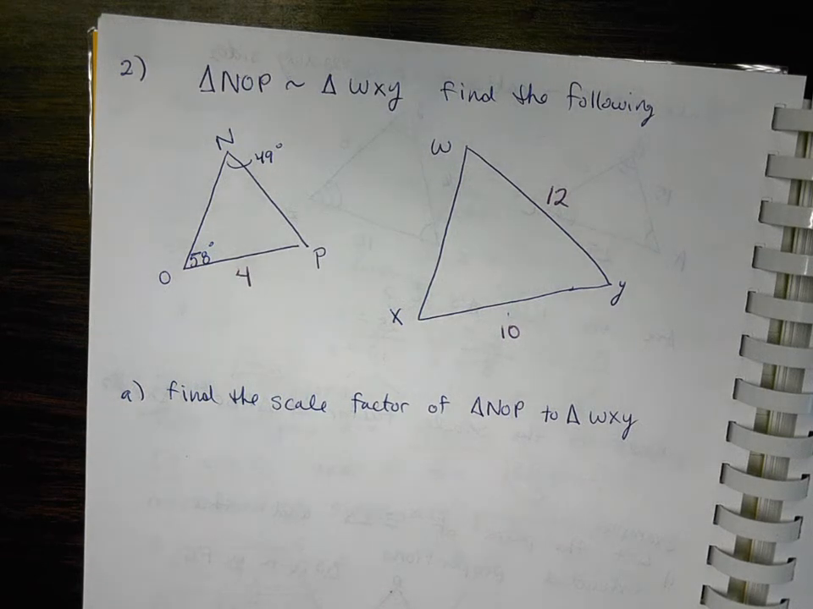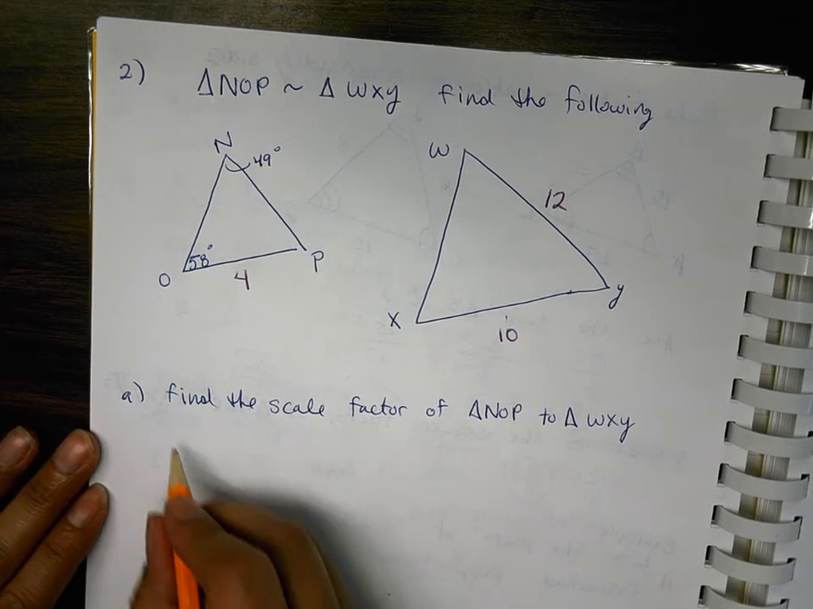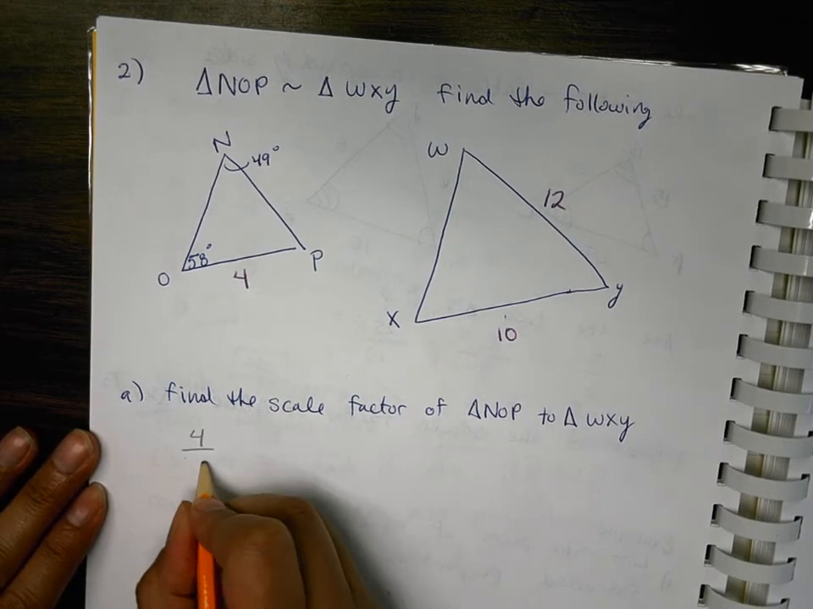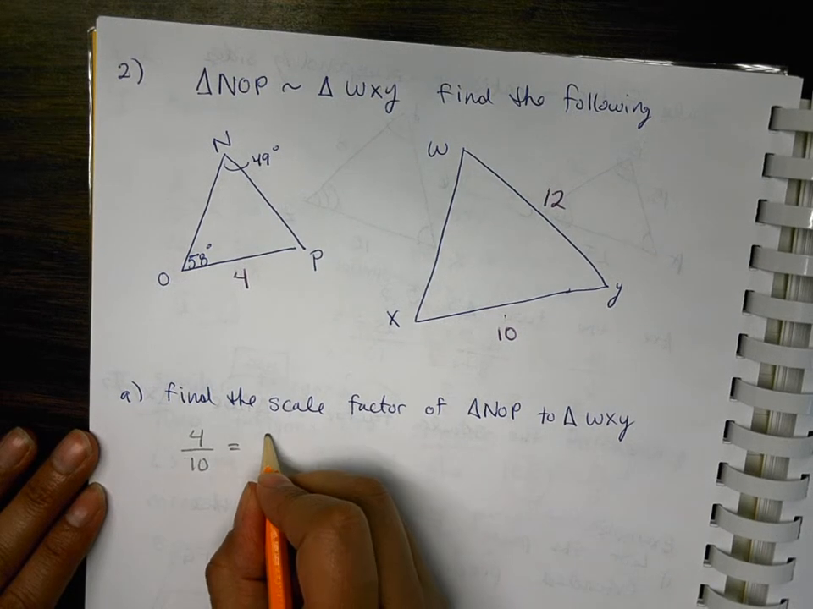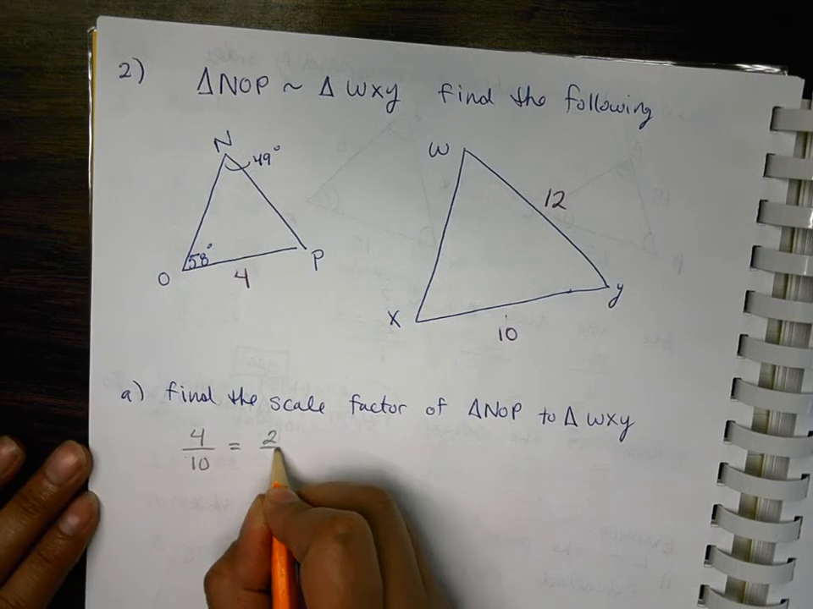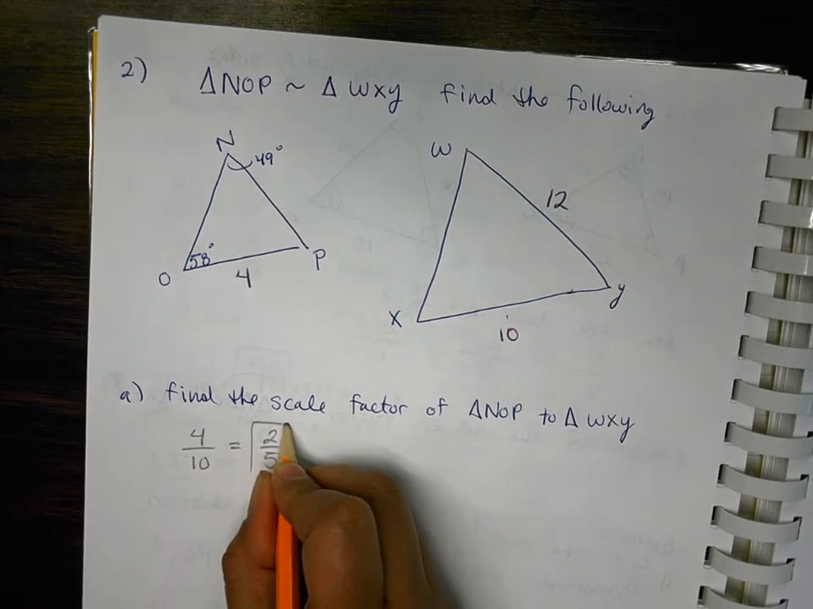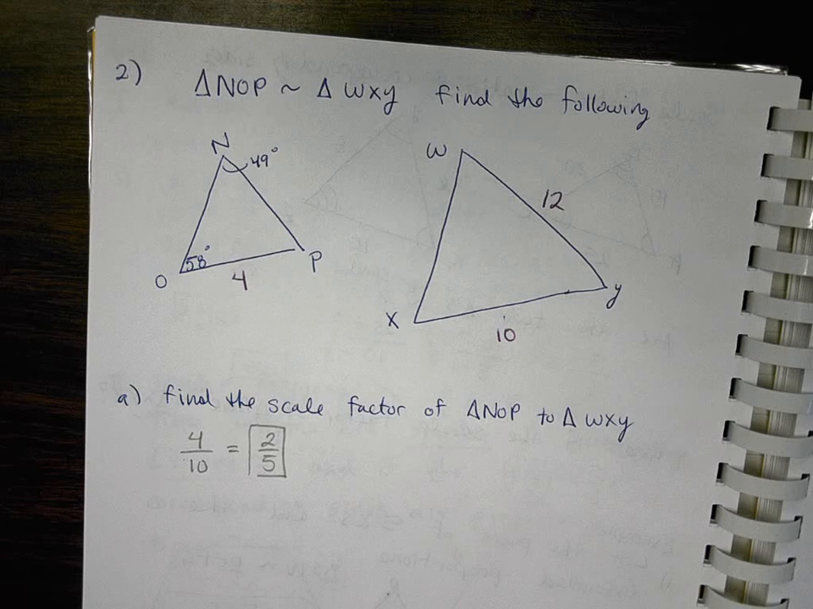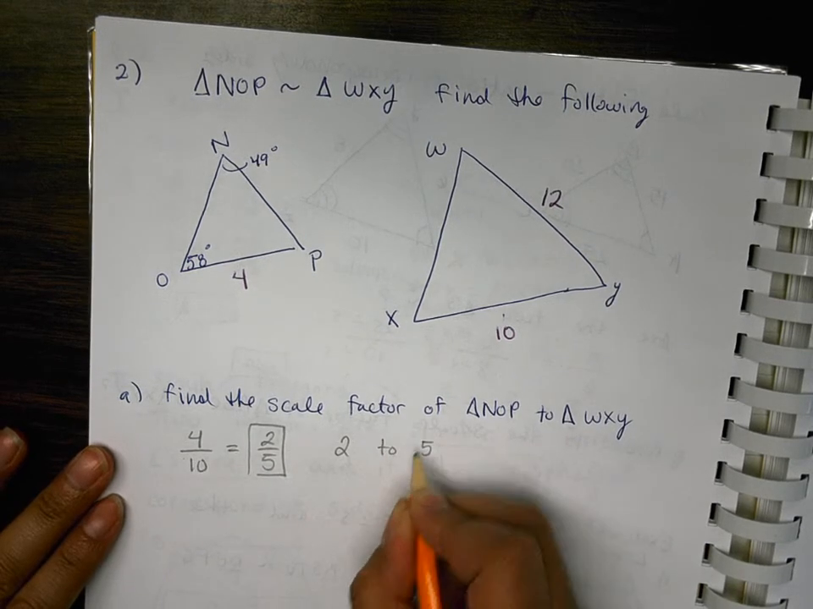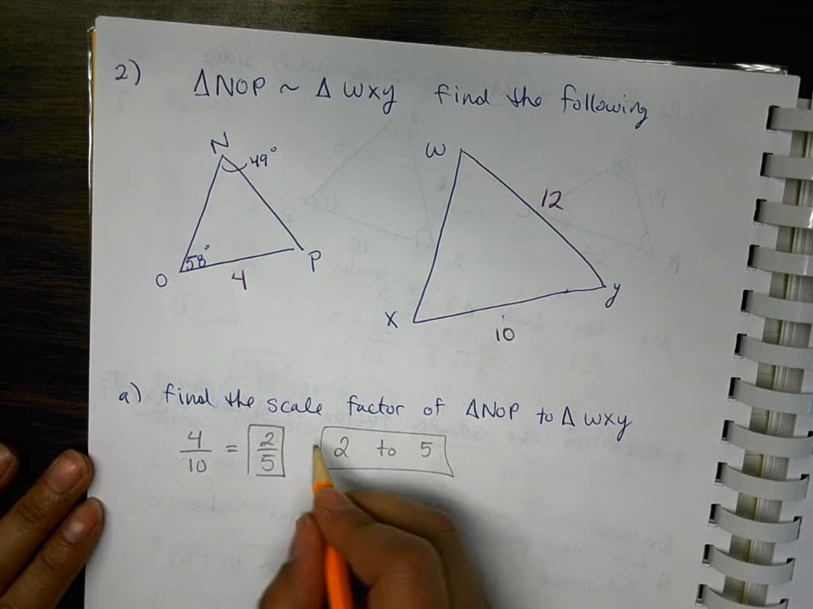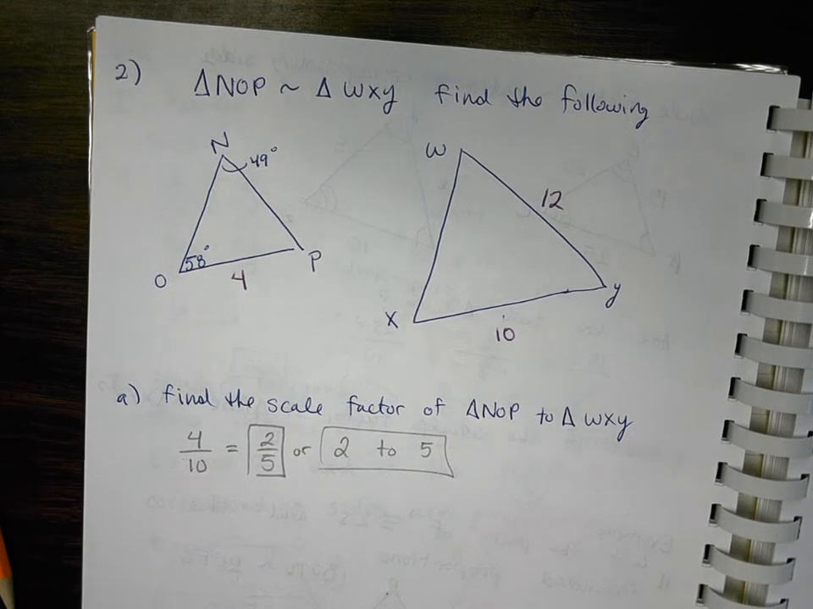All right. Okay, so what do we write? 4 over 10 equals what? 2/5. And I forgot to say it earlier. Another way to write this is what? 2 to 5. Both are correct. You don't have to write both of them, but they are both correct. All right. Questions before I move on to part B?